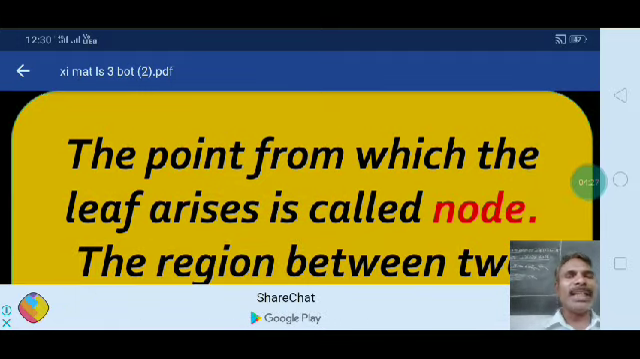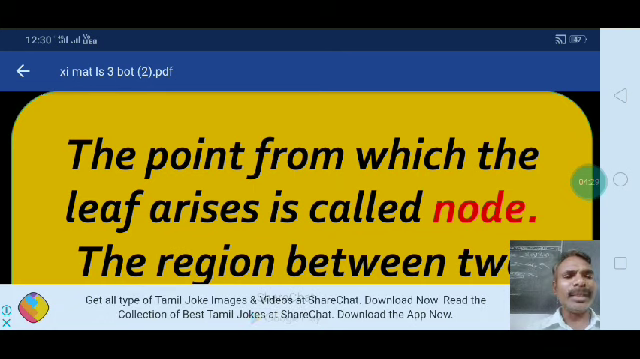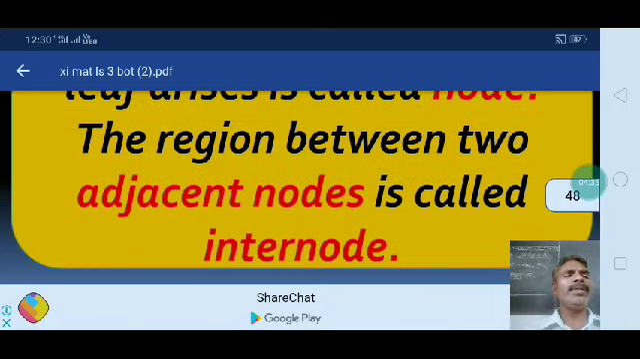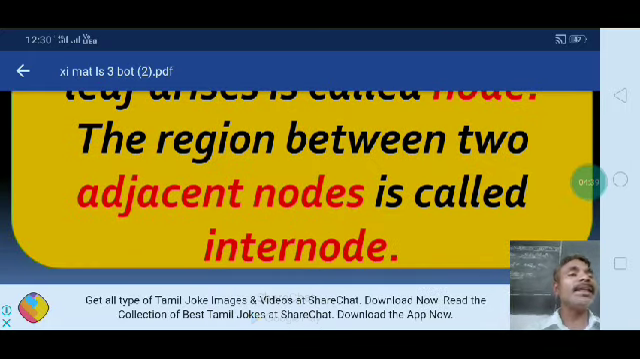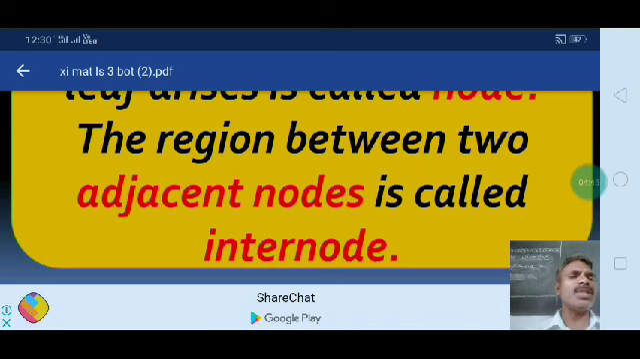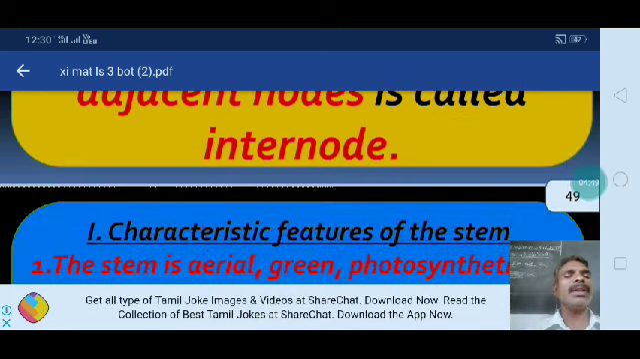The point at which the leaves arise is nothing but the node region. The point from which the leaf arises is called a node. The region between two adjacent nodes is called an internode. Which one is the node region? Which one is the internode region? The distance between two adjacent nodes is called an internode.